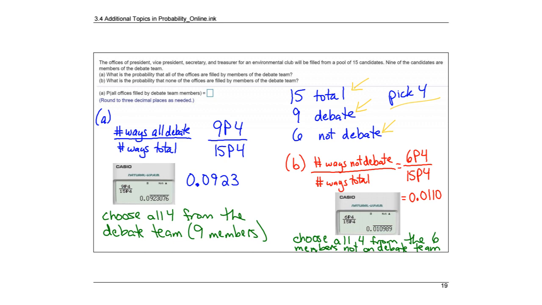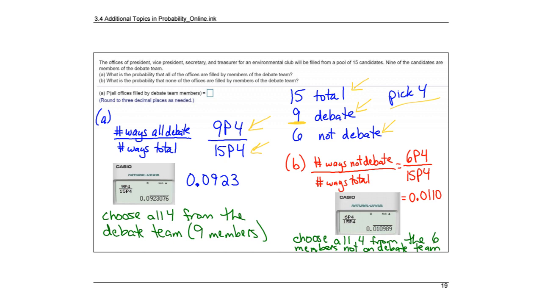The first one says, what is the probability that all of the offices are filled by members of the debate team? If they're all filled from the debate team, then I would have 4 members out of 9 members, because there are 9 members on the debate team. But since this is a probability, I have to put that over picking 4 members out of everybody. So I have 4 members being picked out of the 9 debate members, and on the bottom, I have my total: looking at 15 and picking 4.